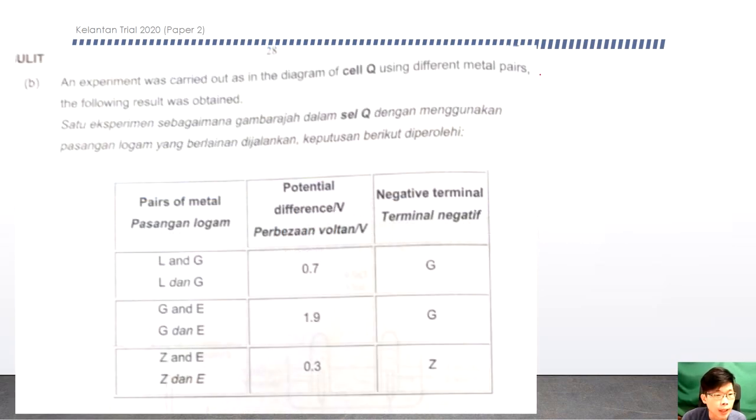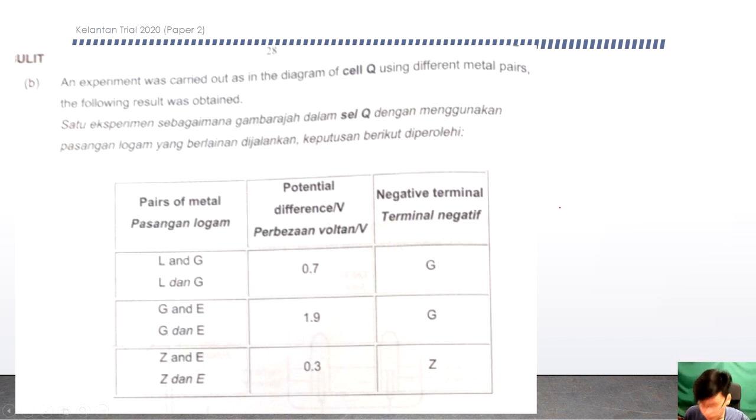Okay, B. An experiment was carried out in the diagrams of the cell Q using different types of metal pairs. Following the result obtained. So L and G, potential difference is 0.7, negative is G. G and E, G also negative, 1.9 voltage. Then Z and E, 0.3 potential difference. Then negative terminal is Z.